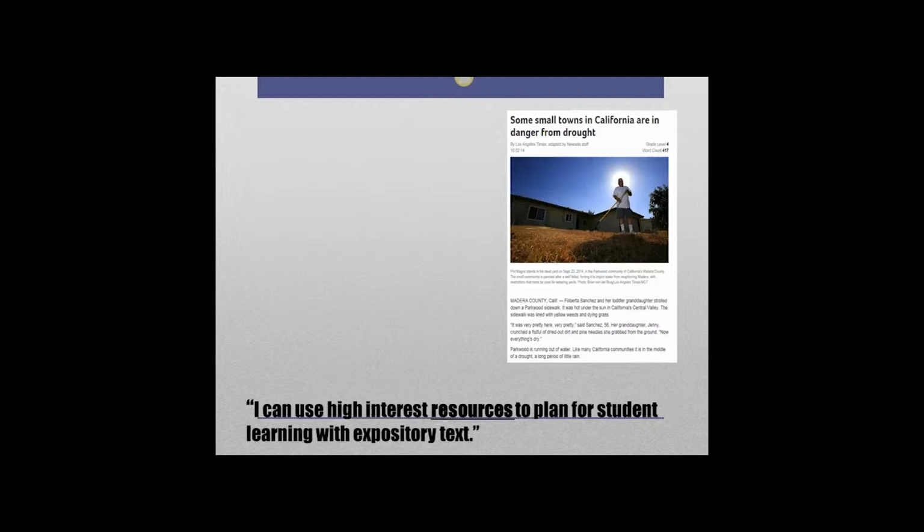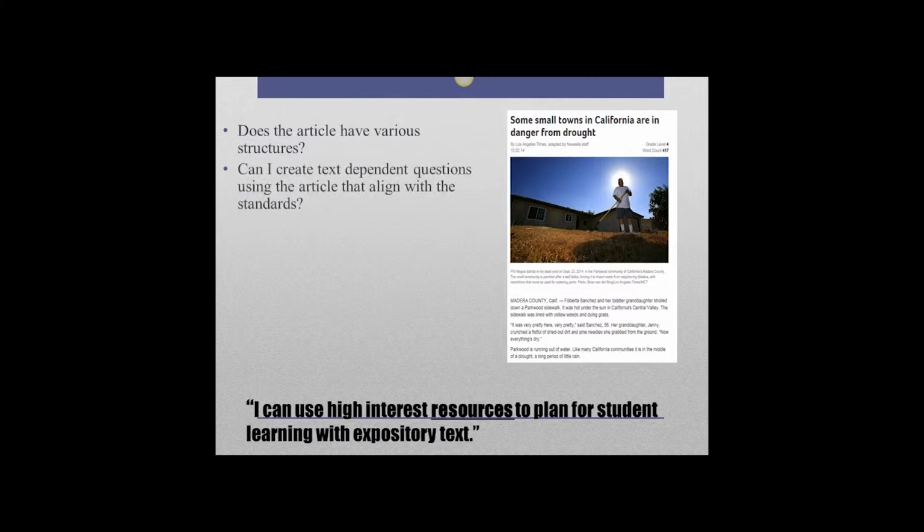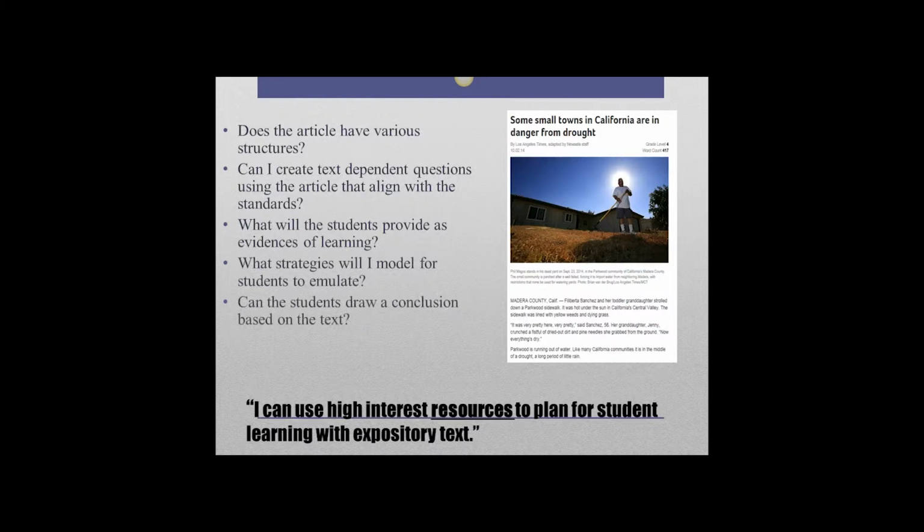For instance, if I were considering using this article, I would ask myself, does the article have various structures? Can I create text-dependent questions using the article that align with the standards? What will the students provide as evidences of learning? What strategies will I model for students to emulate? Can the students draw conclusions based on the text? And are there multiple author's purposes in sections of the text? And is the author's purpose clear?